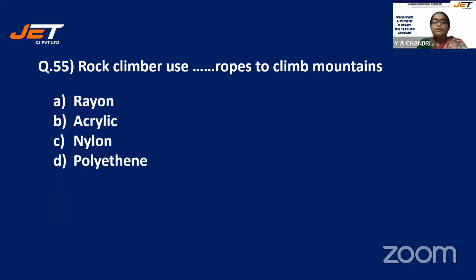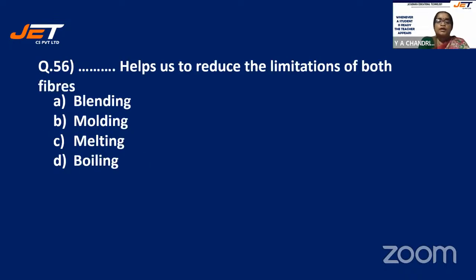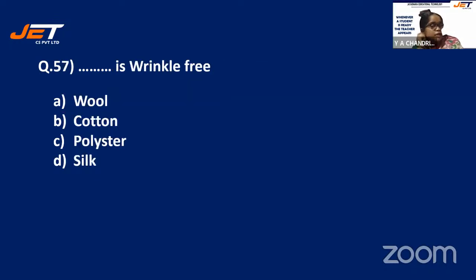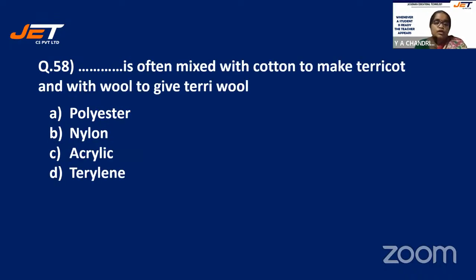Next question. Rock climbers use dash ropes to climb mountains. We have seen this question and the answer is nylon. Next question. Dash helps us to reduce the limitations of both fibers. It is blending. Option A, blending. Next question. Dash is wrinkle free: wool, cotton, polyester, silk. Let us see. It is option C, that is polyester. Polyester is wrinkle free.